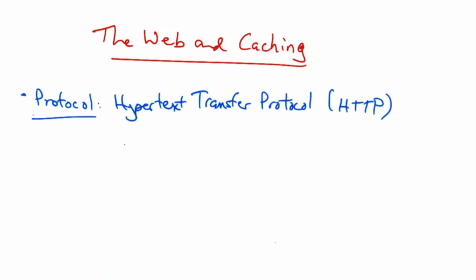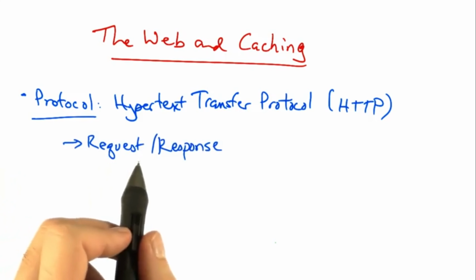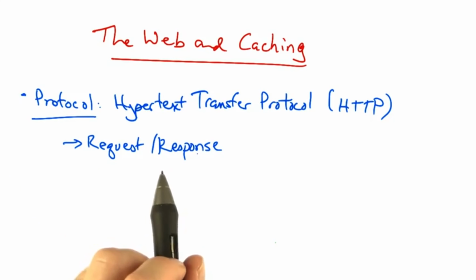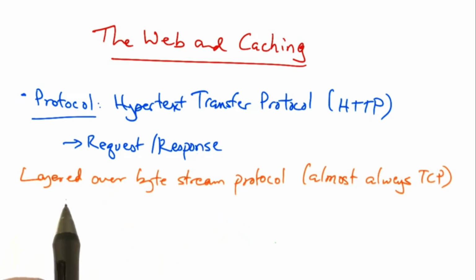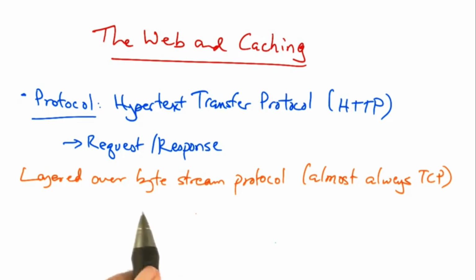We will study in particular the Hypertext Transfer Protocol, or HTTP, which is an application layer protocol to transfer web content. It's the protocol that your web browser uses to request web pages, and it's also the protocol that the responses, or the web pages or the objects that are returned as part of a web page, are returned to your browser. Your web browser makes requests for web pages, and the pages and the objects in the page come back as responses. HTTP is typically layered on top of a byte stream protocol, which is almost always TCP.